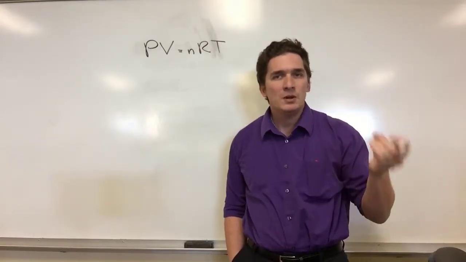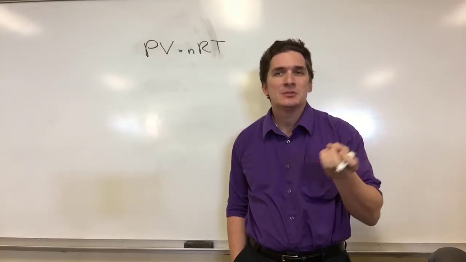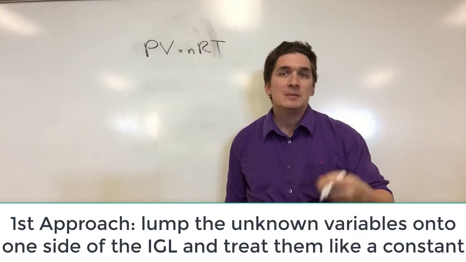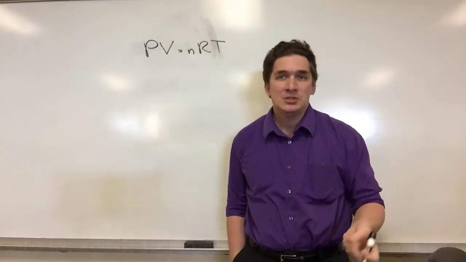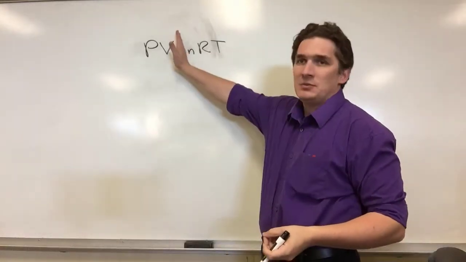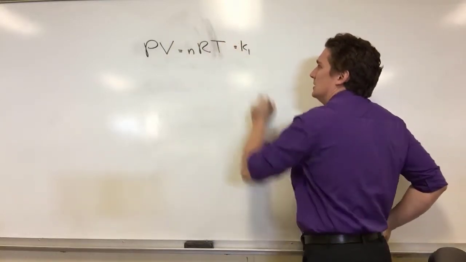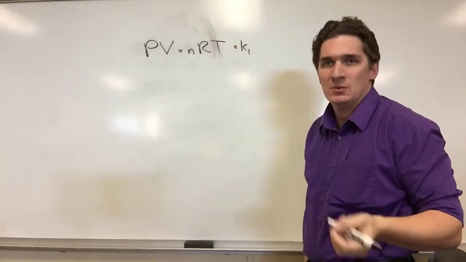In this case, one approach is just to basically take the variables that are changing and isolate them to one side of the equation. So let's say you're given a Boyle's law type problem where pressure and volume are changing. Well, these are already on one side of the equation, so we don't have to represent this as nRT anymore. This can just be your constant K1.